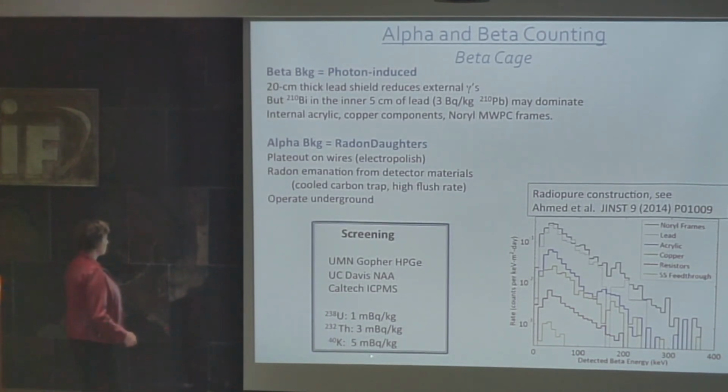What else do I want to show? This is just the radiopure construction and what the major backgrounds were for the beta cage.